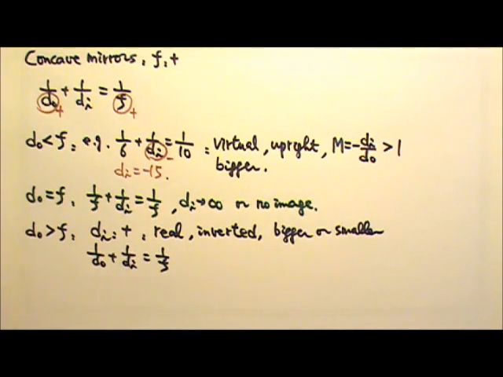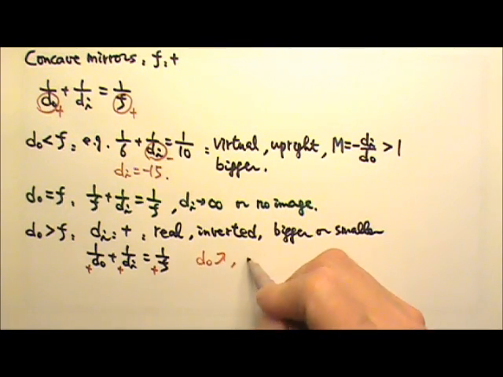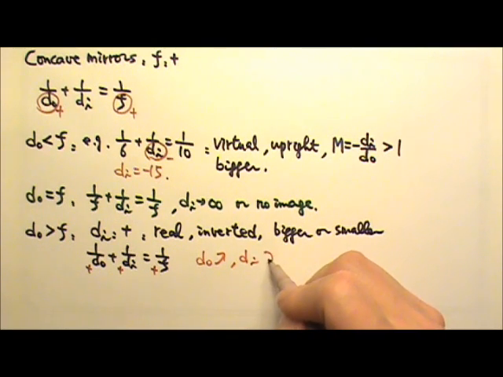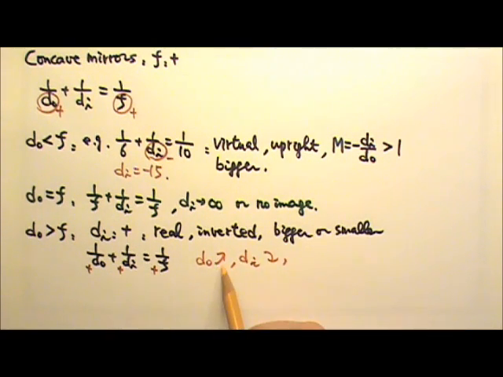Now, all three of these numbers, dO, dI, and F, are all positive. That means if dO is bigger, dI will have to be smaller. So when we move the object farther away from the mirror, the image formed will be closer to the mirror.